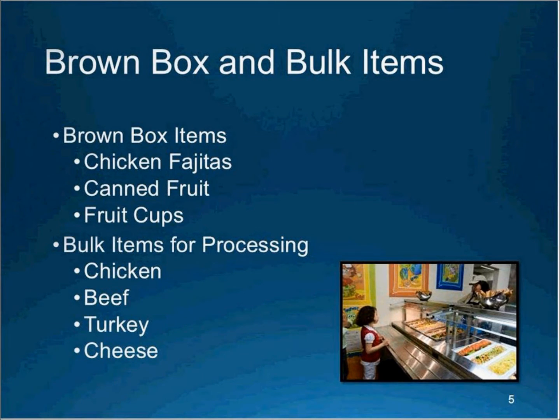The USDA offers a large variety of brown box items that schools can order. The USDA also offers a variety of bulk items that can be ordered and sent to an approved processor for further processing. For example, a school district can order bulk chicken, which can be sent to a processor to be turned into orange chicken or chicken tenders. Another example of a processed item is bulk apples, which can be sent to a processor to create packaged apple slices. Again, these items are available to all agencies regardless of their participation avenue selected.